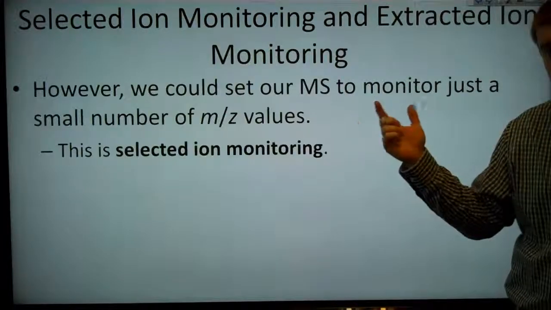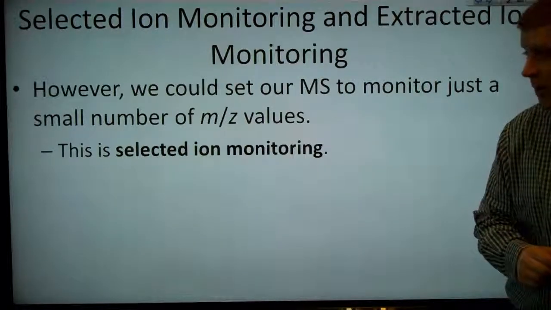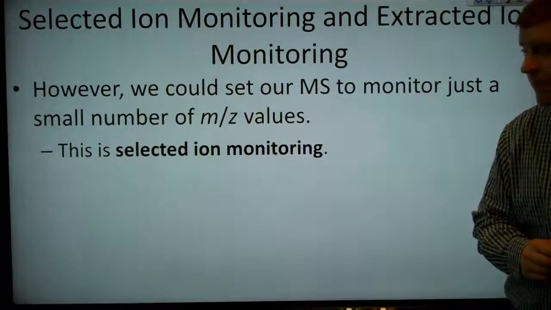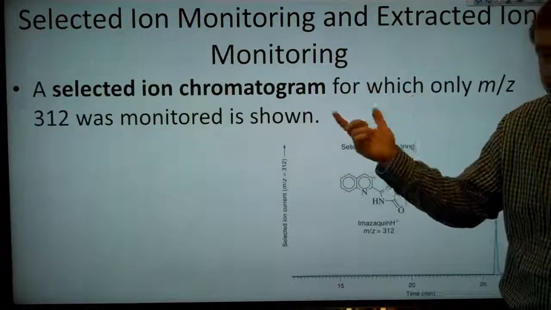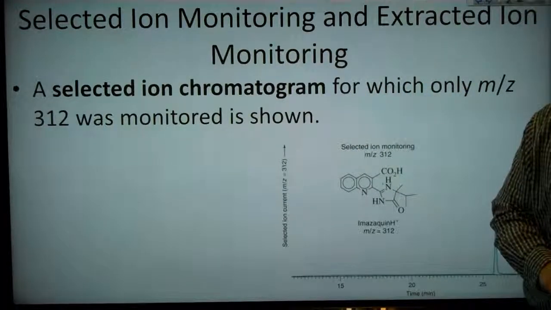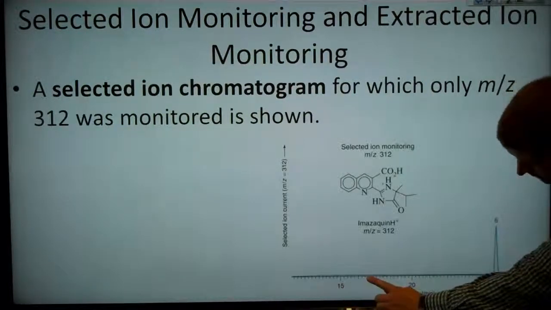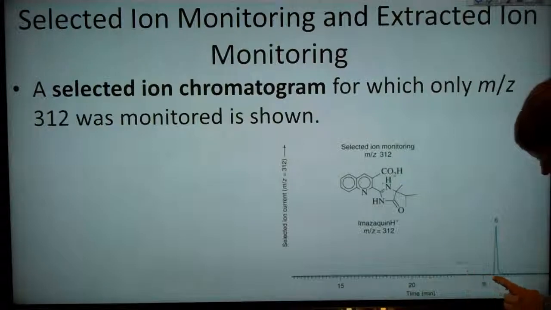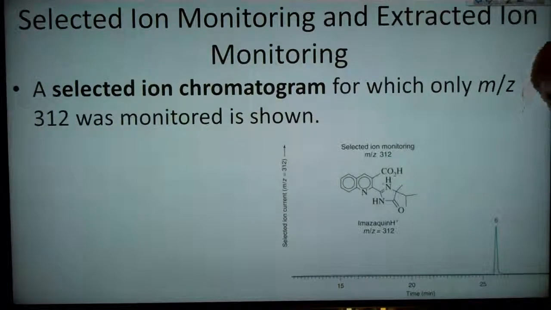But we could set our mass spectrometer to monitor just a small number of mass to charge values instead of all of them. And this is called selected ion monitoring. A selected ion chromatogram for which only mass to charge of 312 was monitored is shown here. So you see we've got this very, very low baseline with very little noise, and then we've got peak 6, and then very little else.